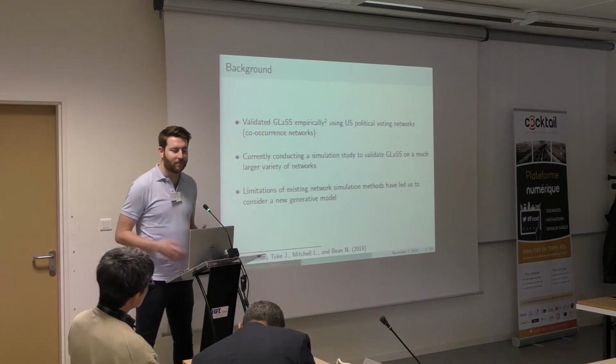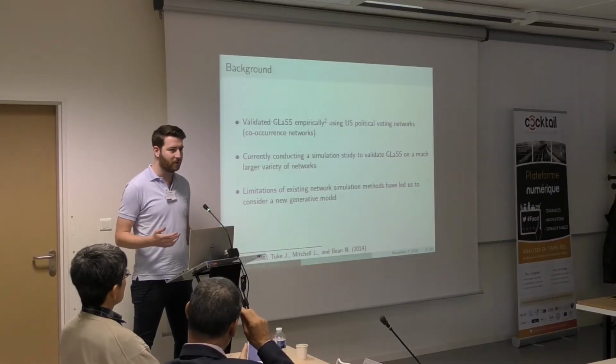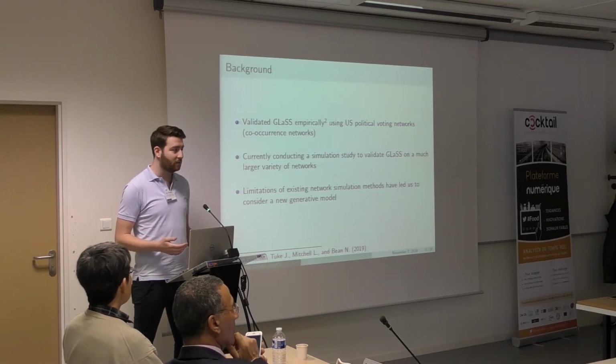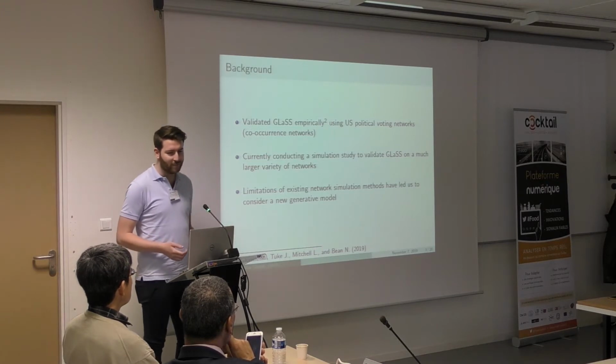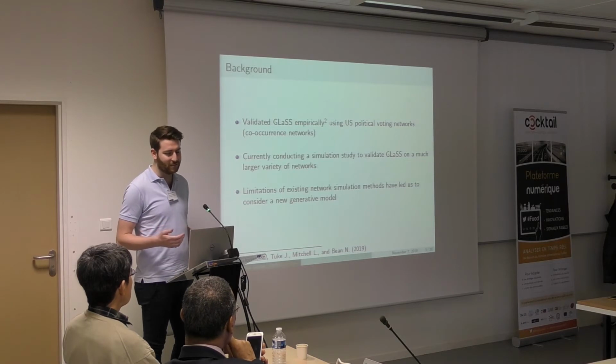And as a starting point, we did validate GLASS empirically on a fairly limited class of networks looking at American political voting data. So it's a co-occurrence network where we look at how often politicians in America vote the same way on particular legislation. And we use this as a way to estimate their party affiliation as either Democrat or Republican.